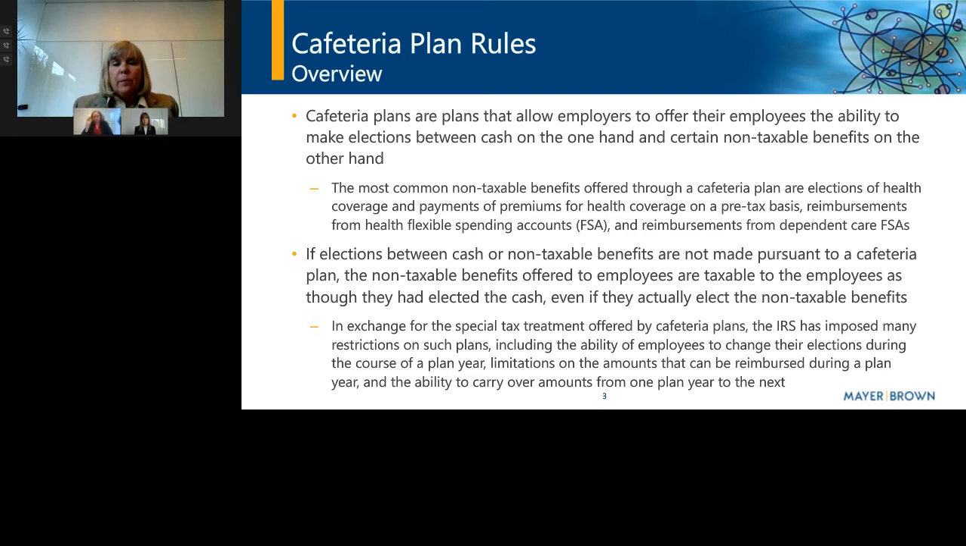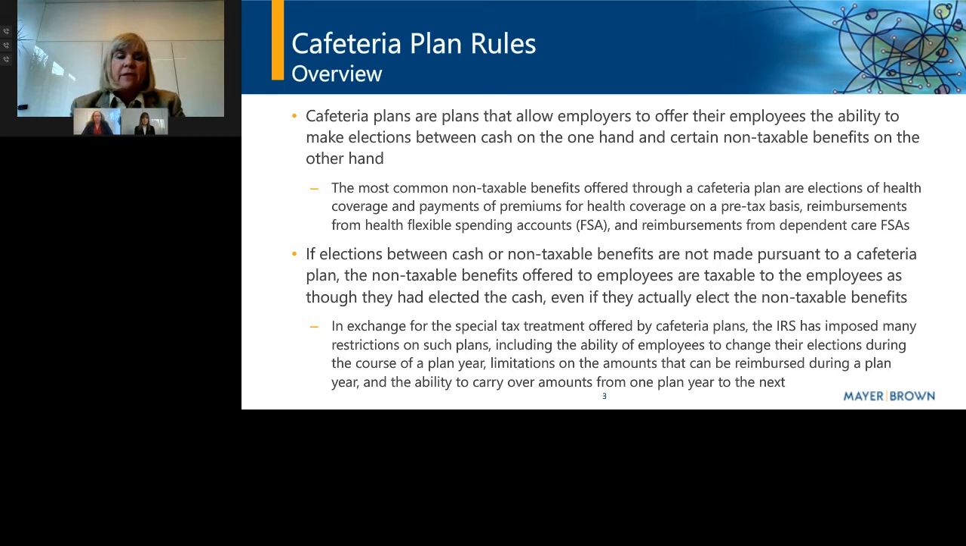Cafeteria plans, just to give a little background, are plans that allow employers to offer their employees the choice between cash or a certain group of non-taxable benefits. The most common non-taxable benefits that are offered by a cafeteria plan include the election of health coverage itself, payment of premiums for health coverage on a pre-tax basis, and flexible spending accounts, both health flexible spending accounts or dependent care flexible spending accounts, or FSAs as they're often called.